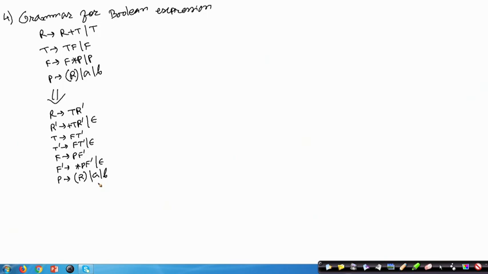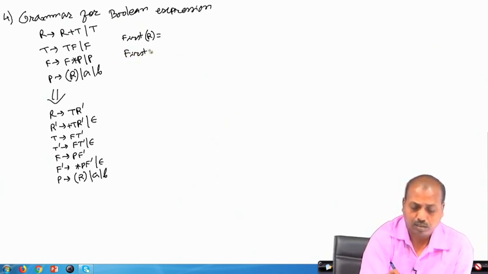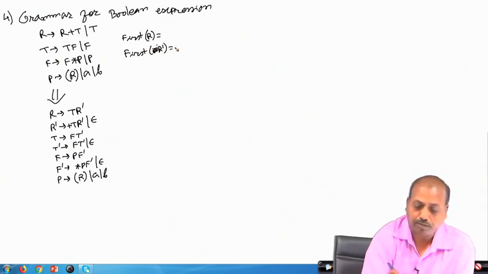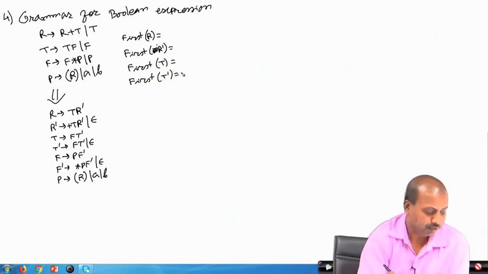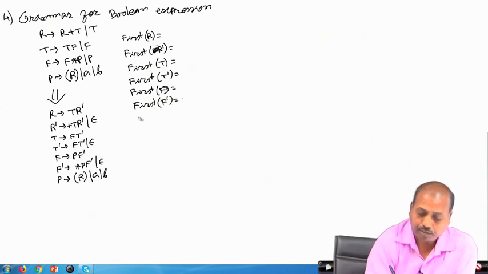Now, next part is to compute the first and follow sets. So, the first set can be computed: first of R, first of R dash, then first of T, then first of T dash, then first of F, then first of F dash and first of P. We go in order.